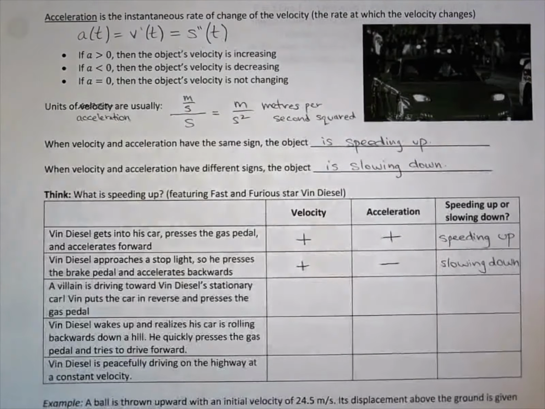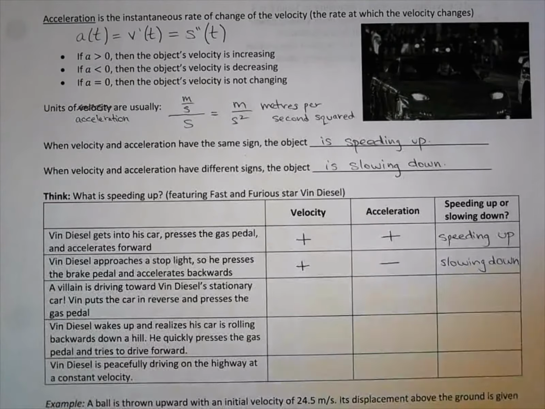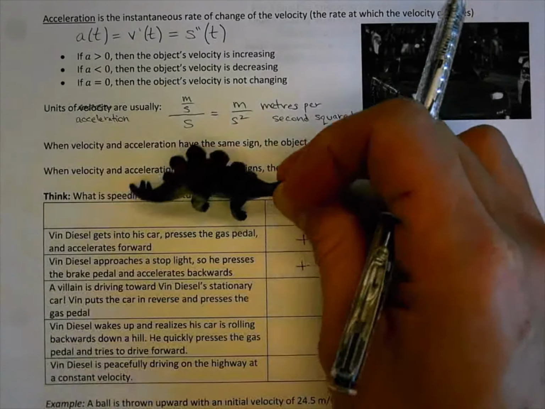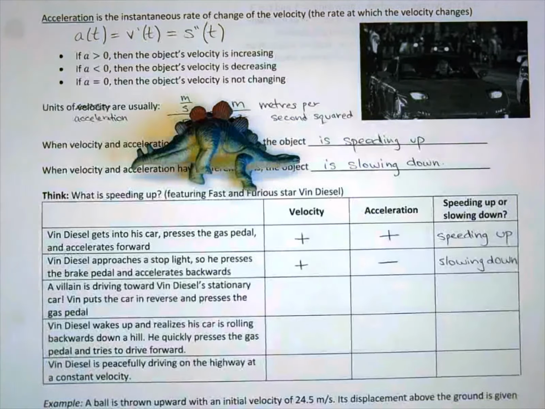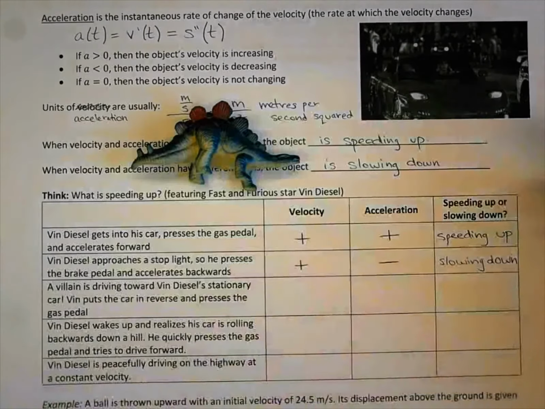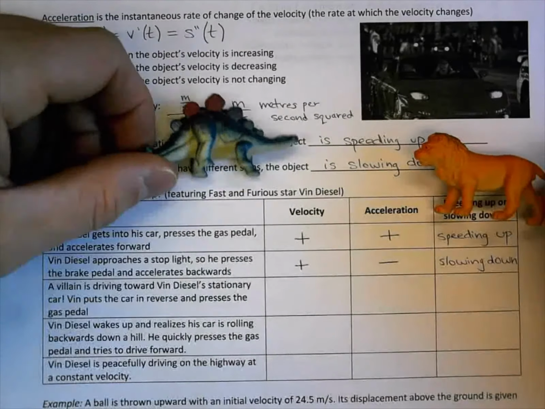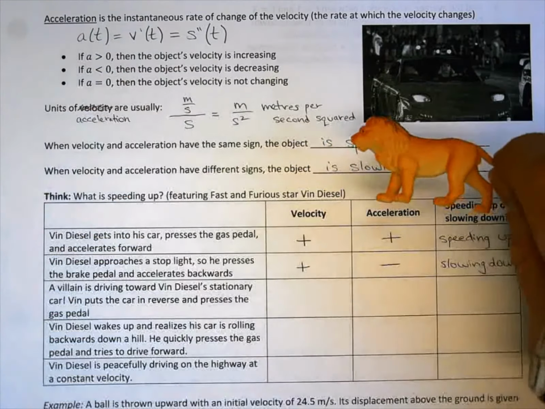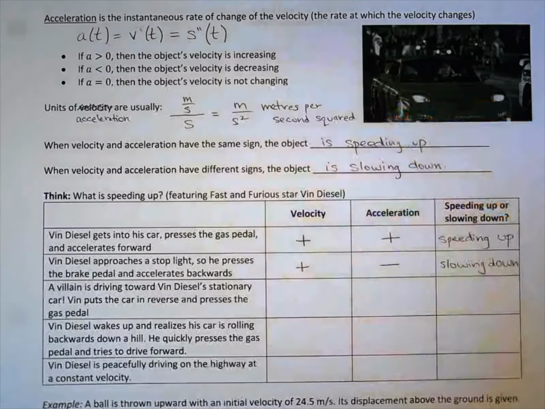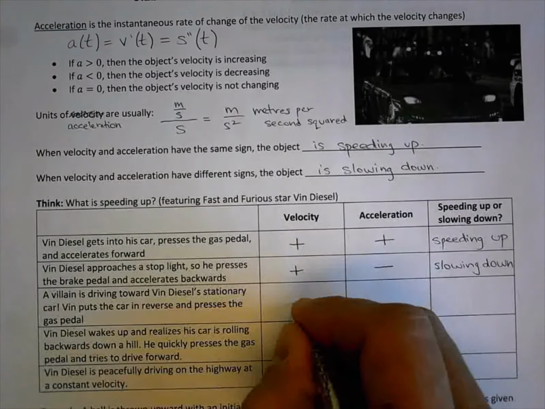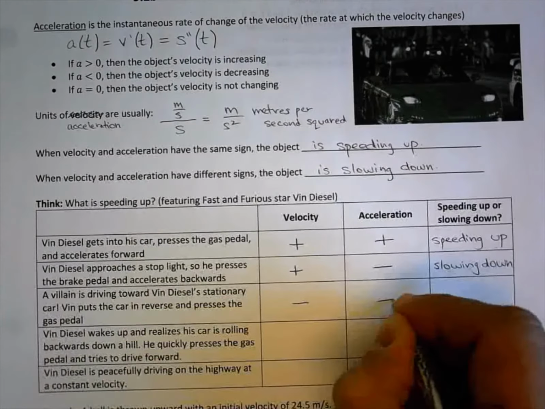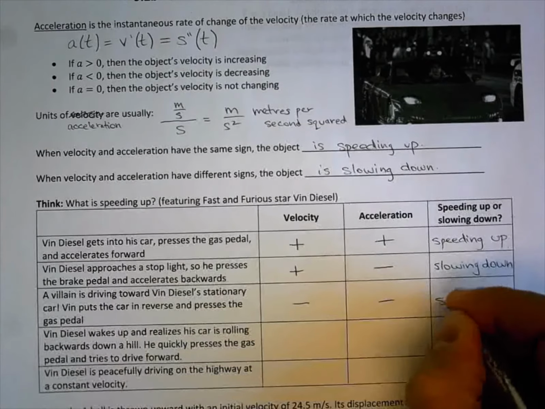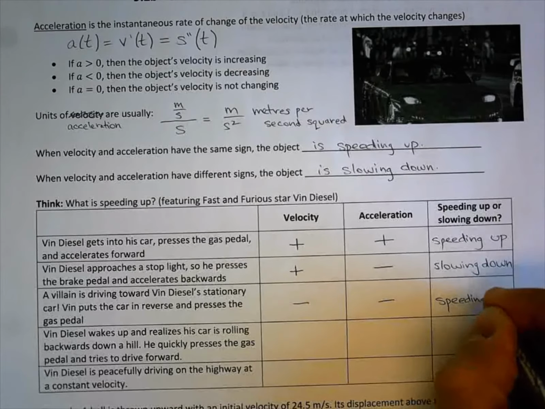Okay, now next situation. A villain is driving toward Vin Diesel's stationary car. So there's our Vin Diesel, and there's some sort of villain driving toward him. Okay, so Vin Diesel panics. He puts the car in reverse and presses the gas pedal. So he starts moving backwards and then starts going backwards really fast, and the villain can't catch him. So in this case, his velocity is backwards and his acceleration is also backwards. So again, he's speeding up.